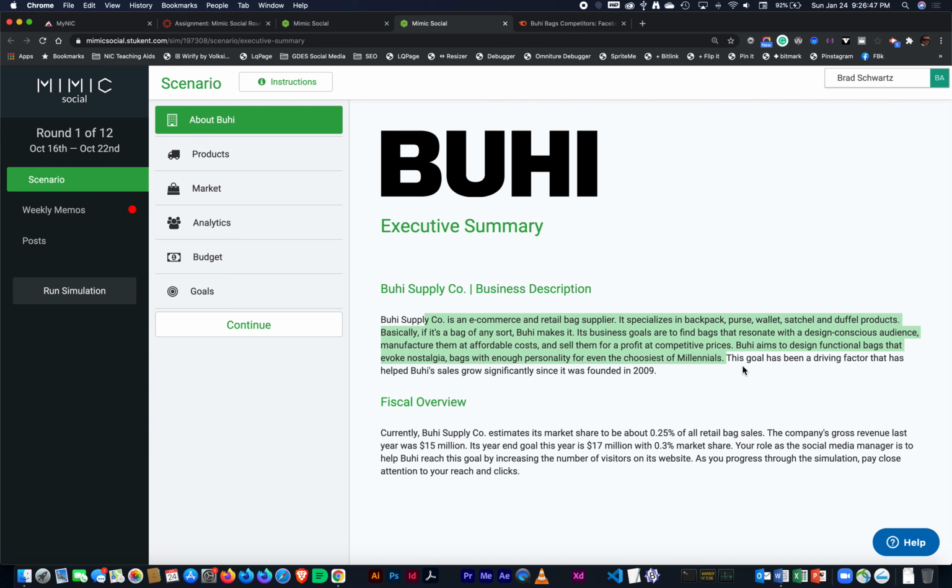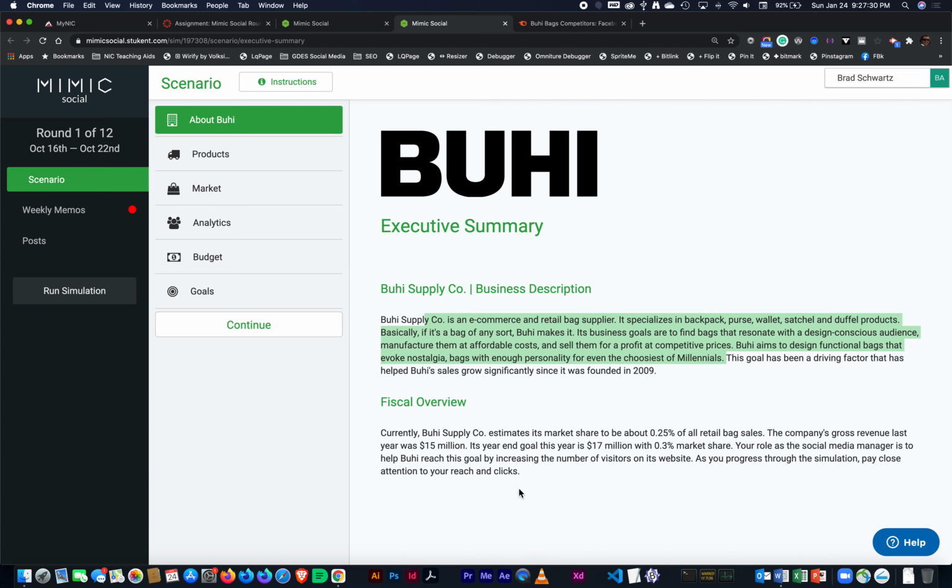So here's our summary. They're an e-commerce retail bag supplier selling backpacks, purses, wallets, duffel bags. So basically, if it's any kind of a bag, they make it. And their business goals are to find bags that resonate with a design-conscious audience, make them at an affordable price, and sell them for a profit at competitive prices. So they are looking to design functional bags that evoke some nostalgia, and bags with a personality for even the pickiest consumer. So this is their goal and has helped them grow since 2009.